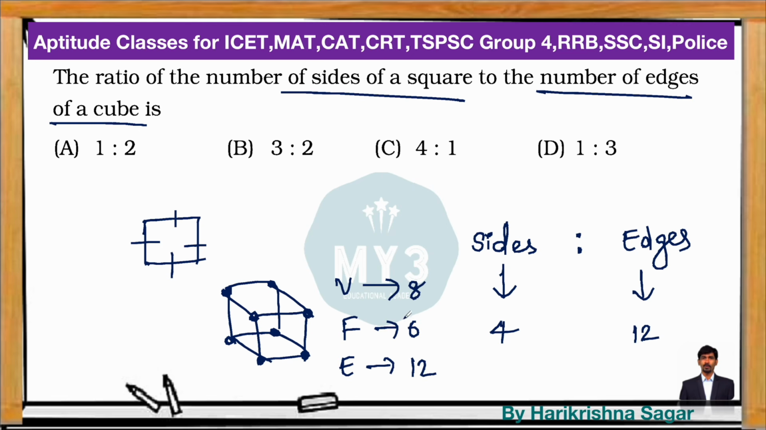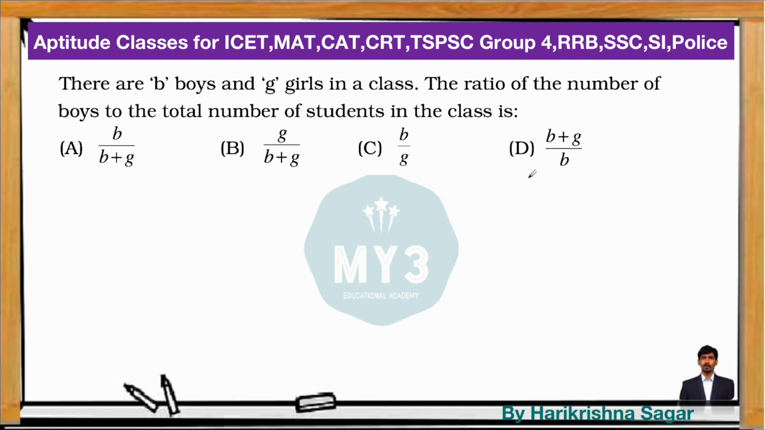And there is a relation it also maintains. Faces plus vertices will always be 2 more than the edges. So what is the ratio of sides to edges is the question. 4:12 or 4/12 or 1:3. We can directly mark the answer as option D. Hope it is clear. Moving forward to one more.